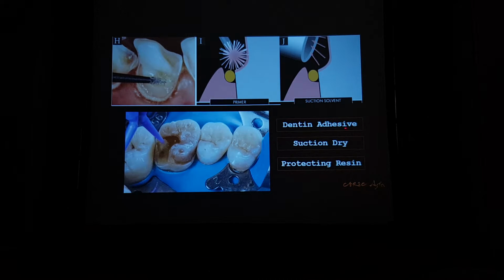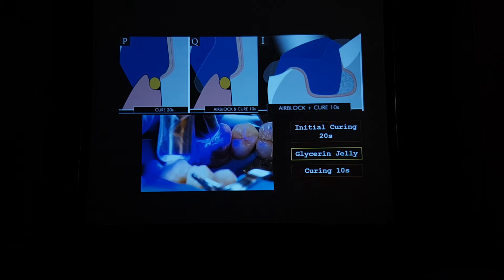And then apply the adhesive, gently dry, and maybe you do some protecting resin or not. Okay. The important thing is that after light curing, you should use a glycerin jelly, like KY jelly, to make the oxygen inhibition layer completely polymerized. Okay? Is the KY jelly water-based, right? Yeah, water-based. Yes.